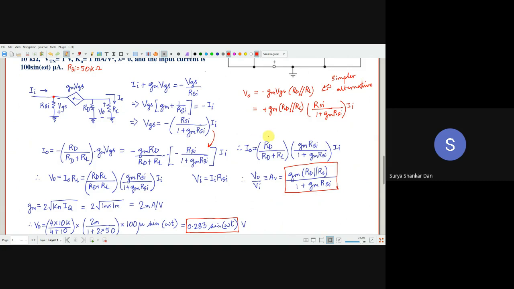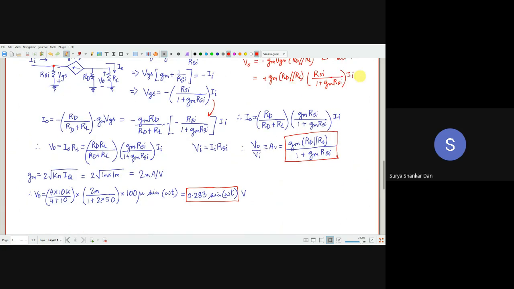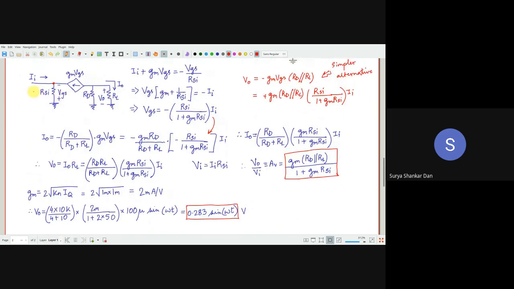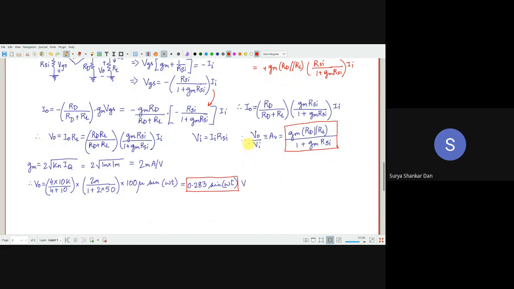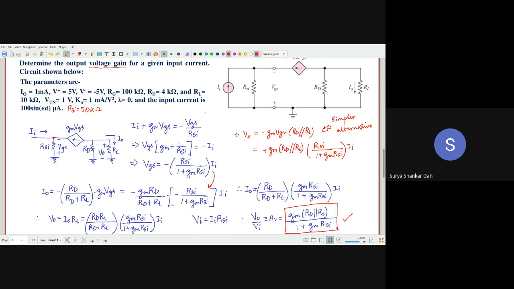So anyway, once you have got that, then what is the value of VI? Clearly, VI is the input voltage over here, that is the VGS in this case. So VI is II into RSI. So basically, VO by VI is given by this. This is what has been asked for. That is the voltage gain which is asked for.